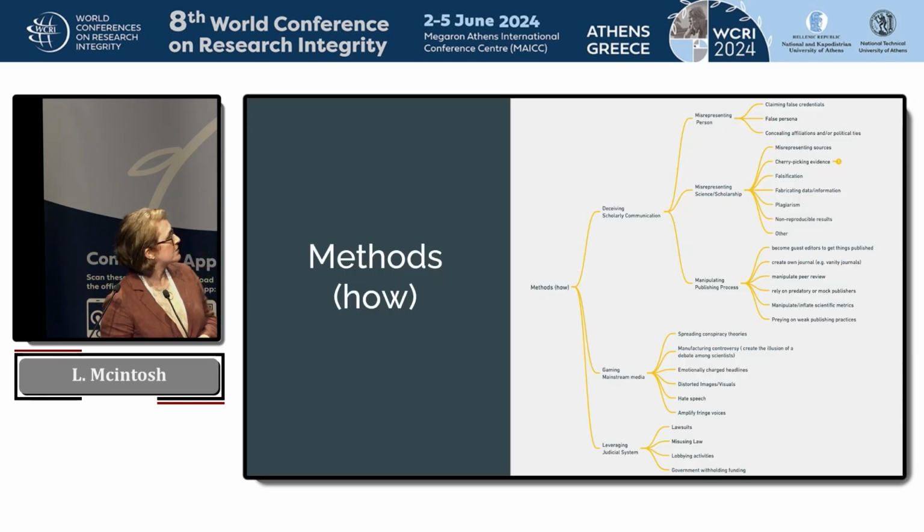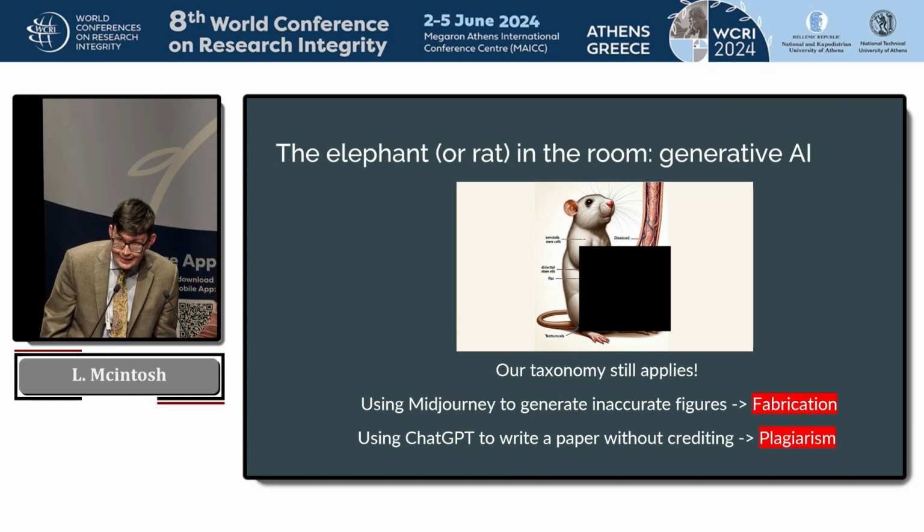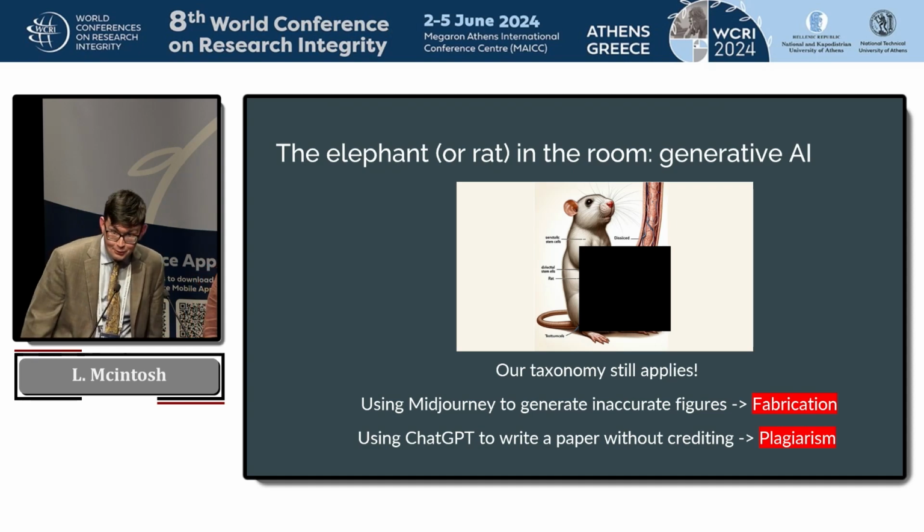And then the big question of how, and I'm not sure if you can see this, but this is all available. And the how is really looking at deceiving scholarly communications, gaming of mainstream media, and leveraging the judicial system. Things such as lawfare. If you haven't heard, you've definitely heard of the paper mills that was just discussed about lawsuits coming in and taking advantage of the legal system and those costs in order to keep disinformation within the scholarly literature.